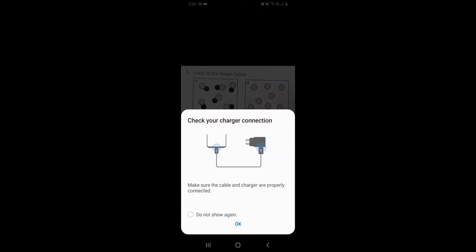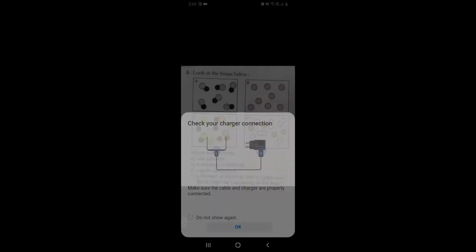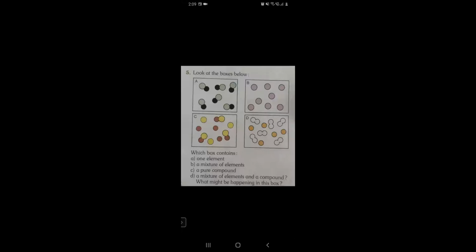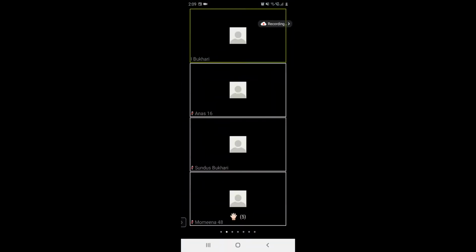So this is a mixture of elements as well as compound, right? So this is part D. Which box contains a mixture of elements and compounds? So you will write C here. Okay, now box D.